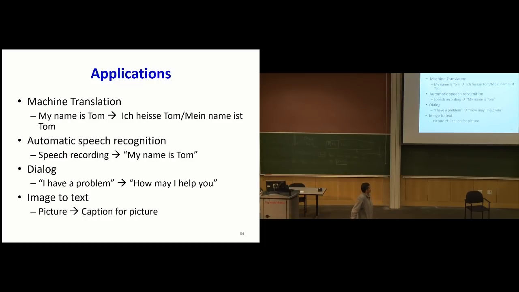So I have a problem, and the system comes back with, how may I help you? Now, this is not even a translation problem. They're completely unrelated text at the word level, but there's a definite relationship in that one is a response to the other. And so the same kind of architecture applies even over here. Or converting images to captions.